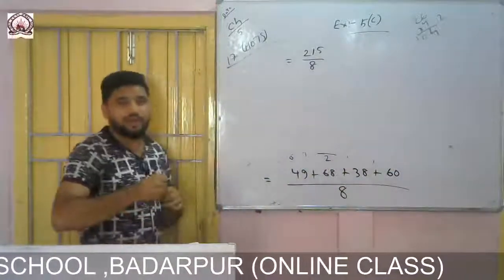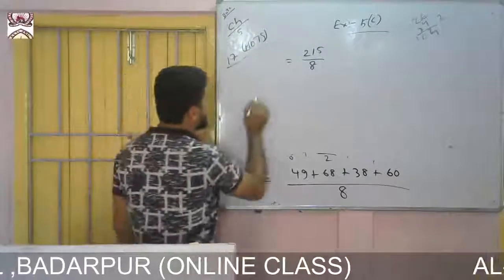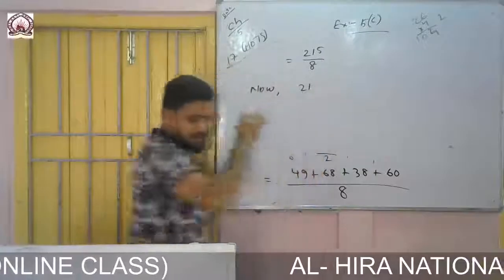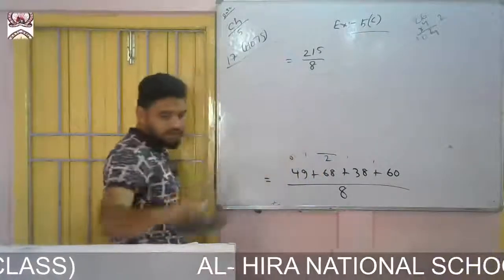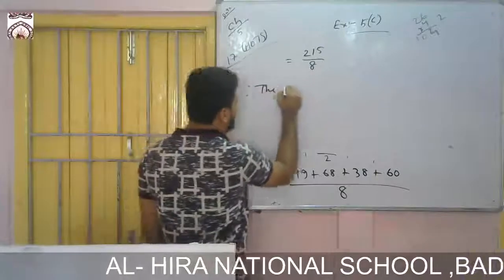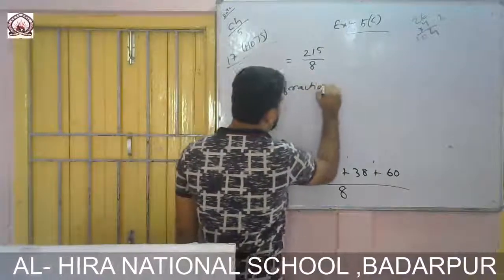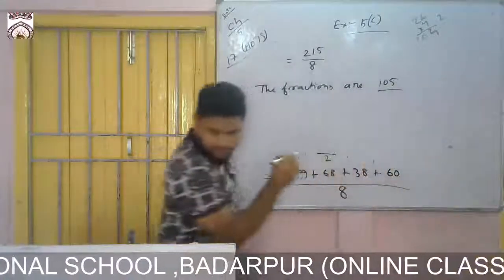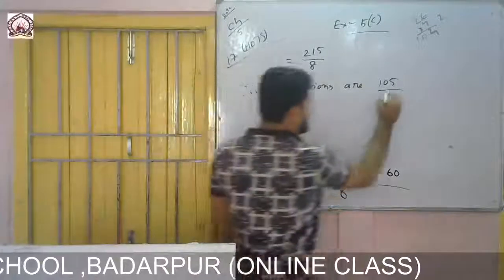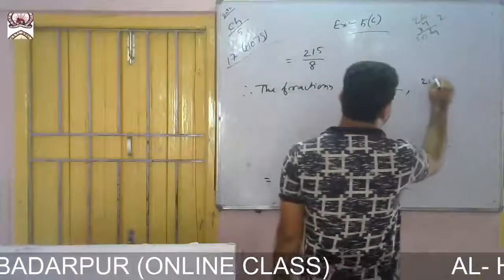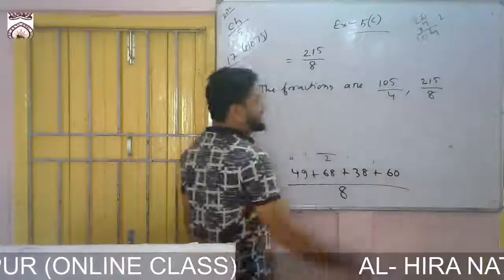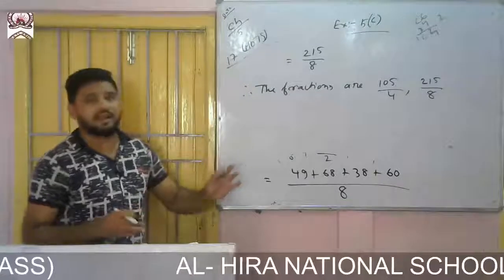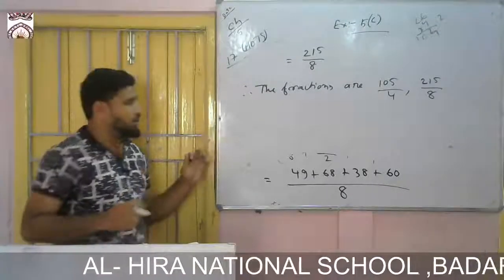Now how to compare which fraction is greater? Now the fractions are 105 by 4, and 215 by 8. Now among these, which one is greater? If you can compare, then you can say whether the wheelbarrow can hold it or not. So how to compare?